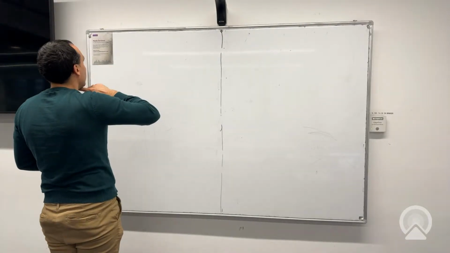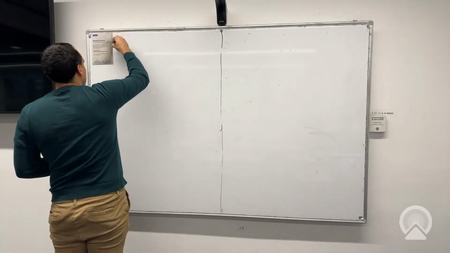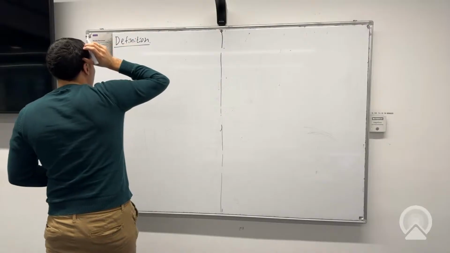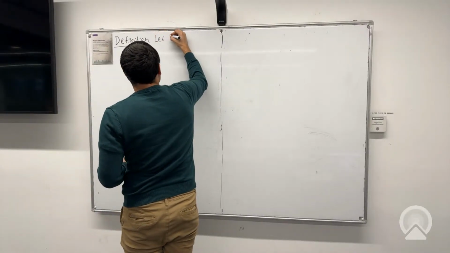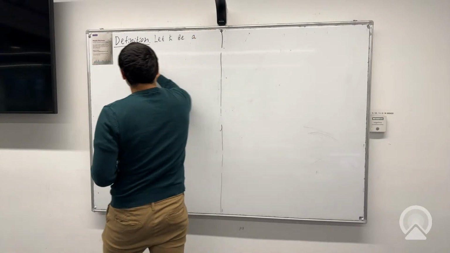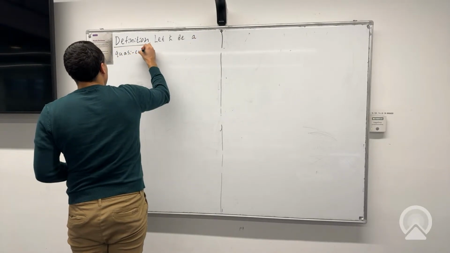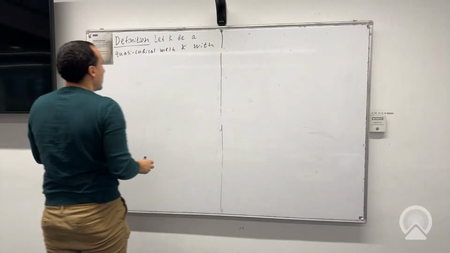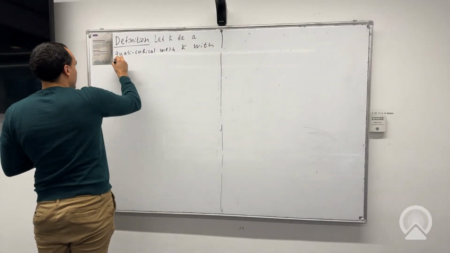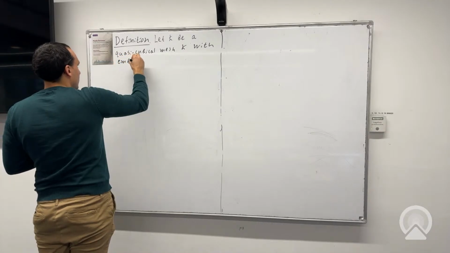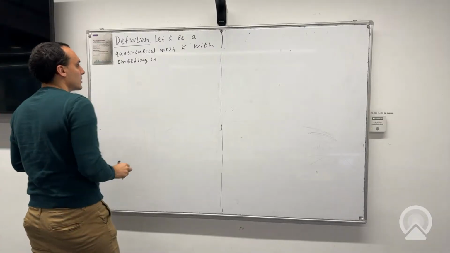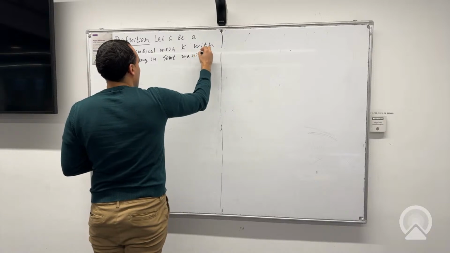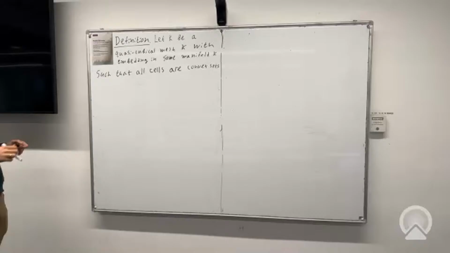So, definition. Let K be a quasi-cubical mesh with convex embedding in manifold K such that the interior.